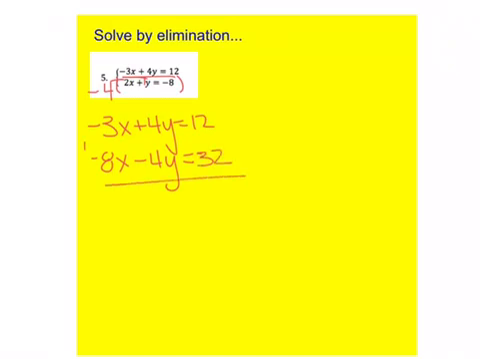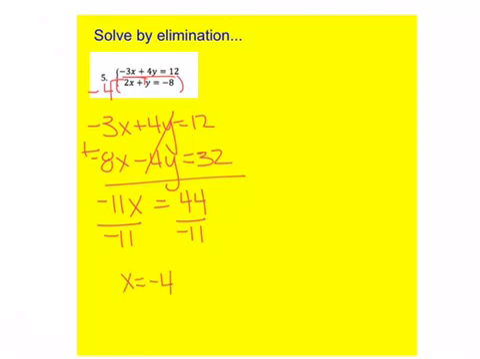Now I can add these things straight down. A -3x plus a -8x is going to give me a -11x. A positive 4 and a -4, those cancel out. A 32 and a 12, add those together, I get 44. So now we're going to finish solving by dividing by -11. So x is going to equal -4.